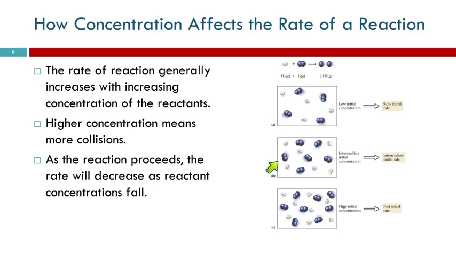So if we increase the concentration, if we get these molecules closer and closer together, we're going to have more collisions, and more collisions means there's going to be more high-energy collisions, and so the reaction is going to occur faster. So if we increase the concentration, get the particles closer together, the reaction is going to occur faster. Does that make sense?